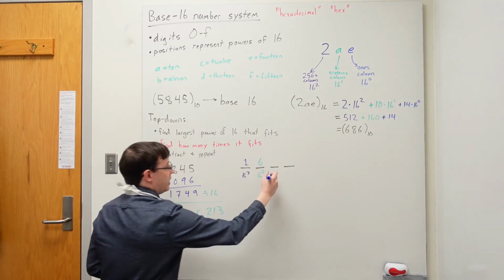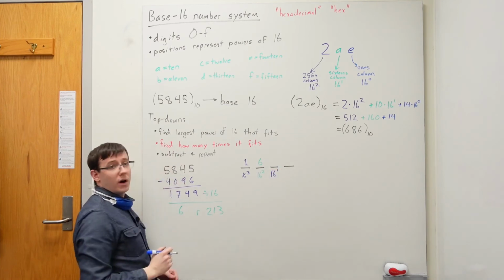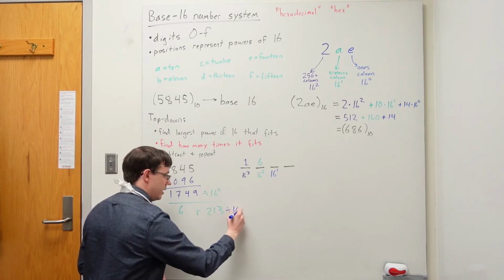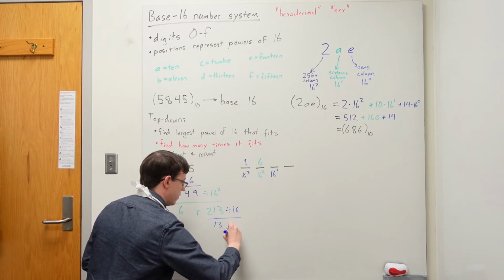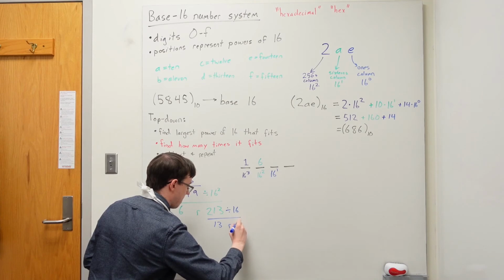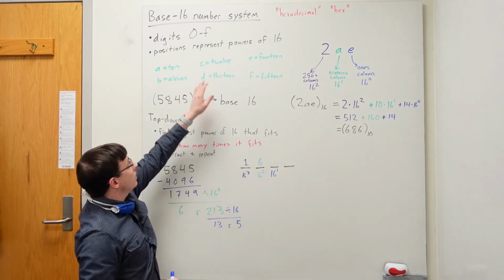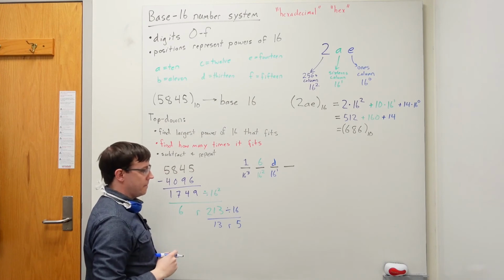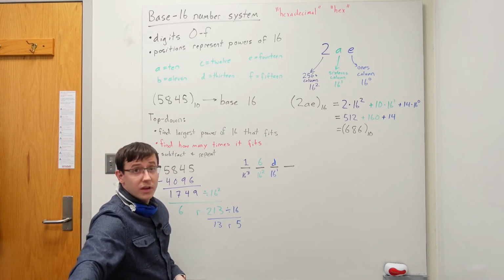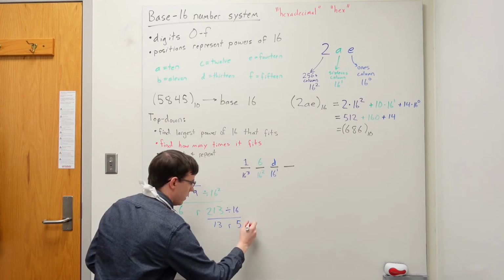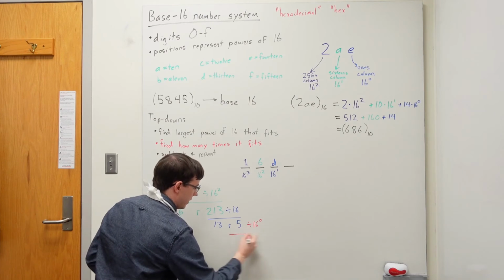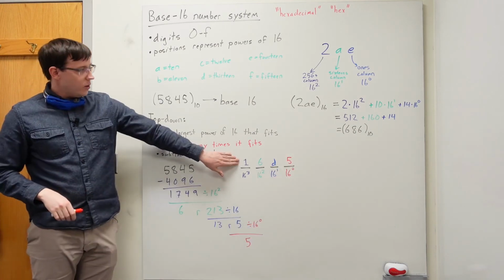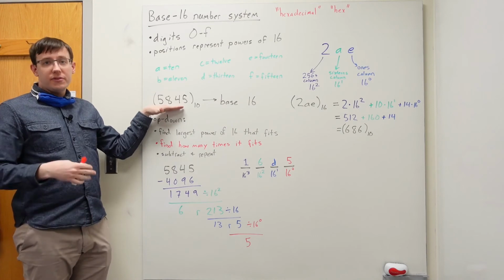And now we see how many times 16 fits into our remainder. When we divide 213 by 16, we get 13 remainder 5. 13, using our hex digits, is a D, so we put D in that position. And now, how many times does 16 to the 0 go in here? The answer is 5. And so now we have a hexadecimal representation of 5,845.